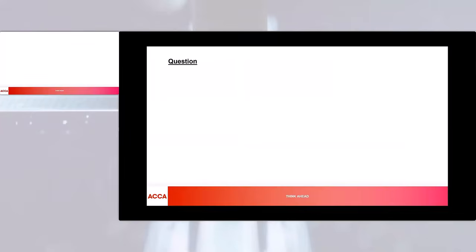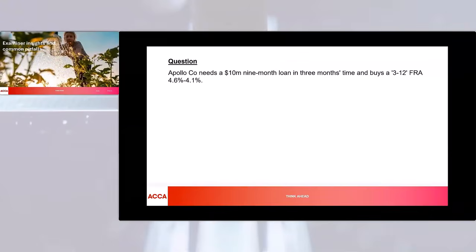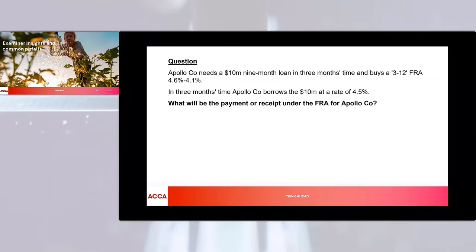So this question is on the topic of interest rate forwards, where Apollo company needs a $10 million 9-month loan in 3 months' time and buys a 3 to 12 FRA at 4.6 to 4.1 percent. In 3 months' time, Apollo company borrows $10 million at a rate of 4.5 percent. What will be the payment or receipt under the FRA for Apollo company? So we have got four options.